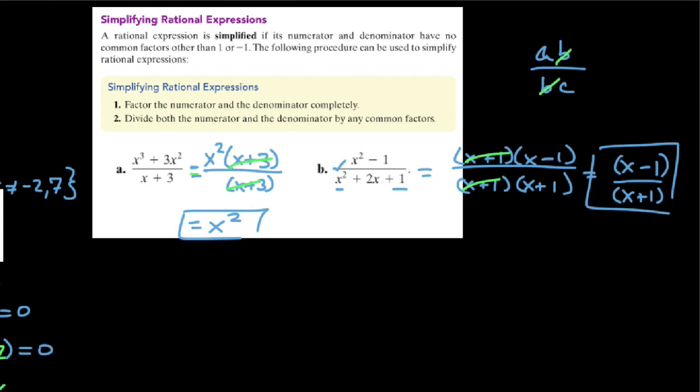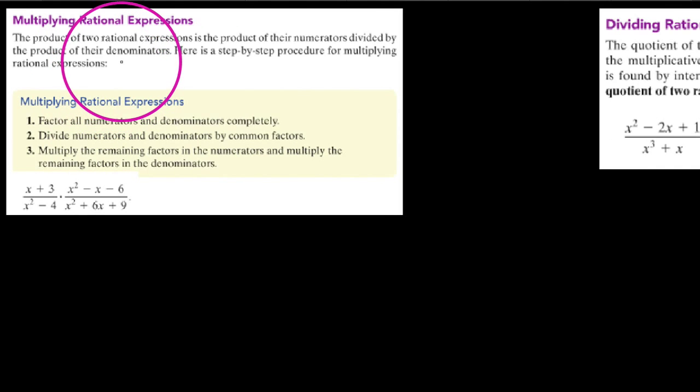So while we're on the topic of simplification, let's take a look at multiplying rational expressions as well as dividing rational expressions, because they kind of operate on the same note. It says the product of two rational expressions is the product of their numerators divided by the product of their denominators. In other words, you multiply fractions straight across.